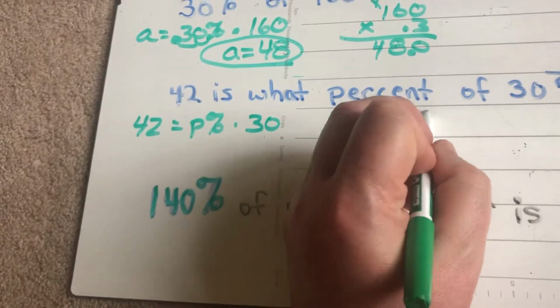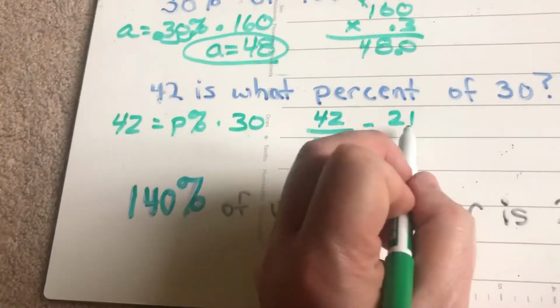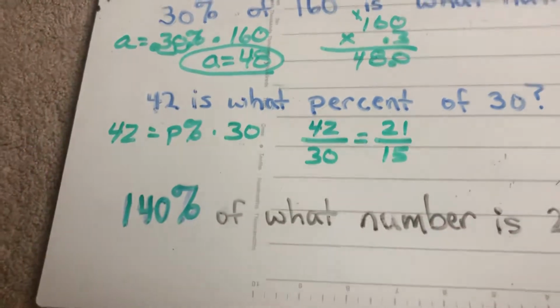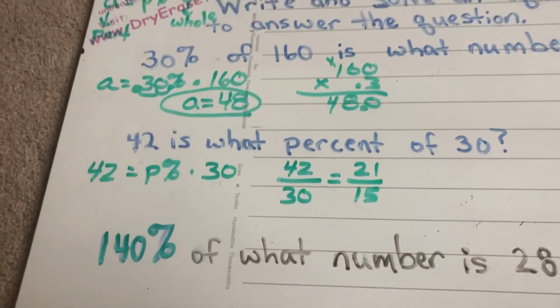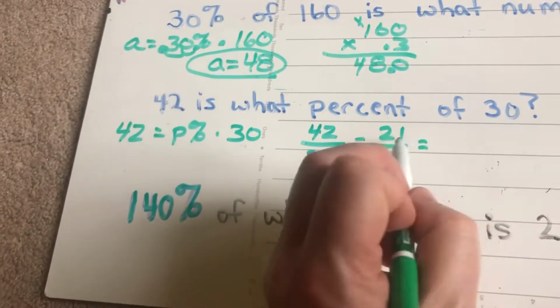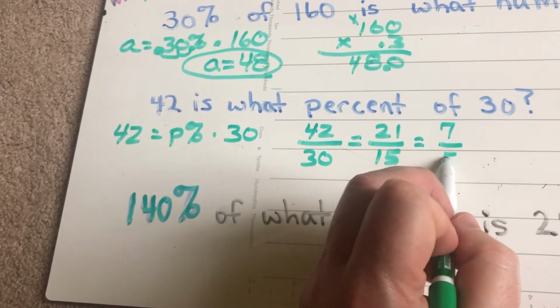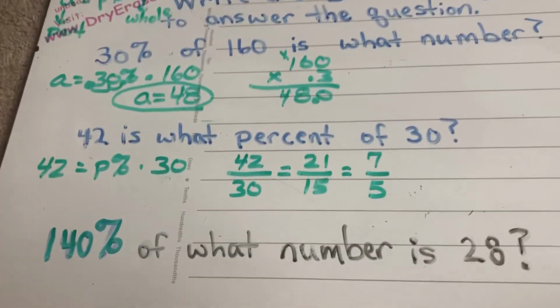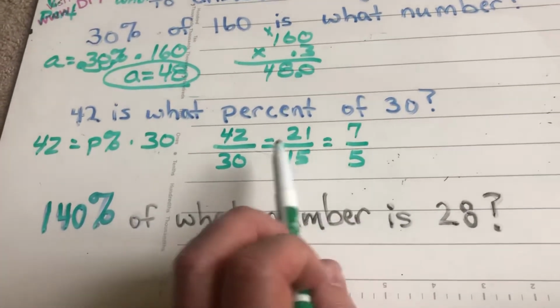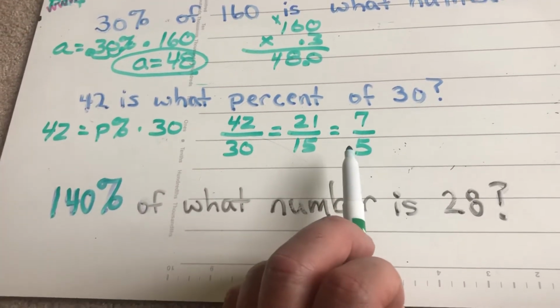42 divided by 2 is 21. 30 divided by 2 is 15. 21 and 15 are both divisible by 3. 21 divided by 3 is 7. 15 divided by 3 is 5. So I get 7 over 5. But now my job is to figure out what this is as a percent.